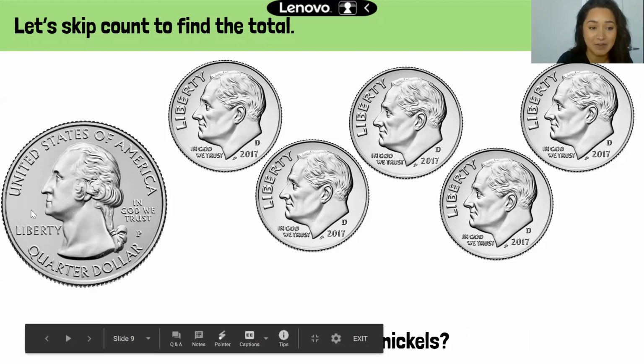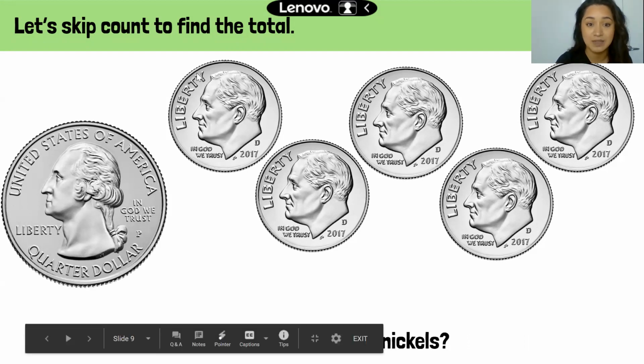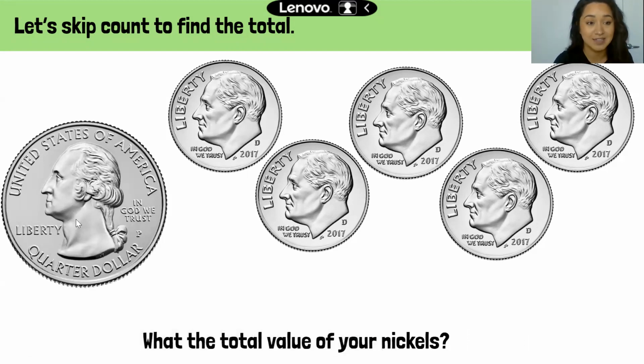Good. Let's start from the left. And this is a quarter. How much is a quarter worth? Good, 25 cents. We have 25 plus how much? 10. Remember, dimes are worth 10. So we have 25 plus 10, which equals 35, 45, 55, 65, 75.